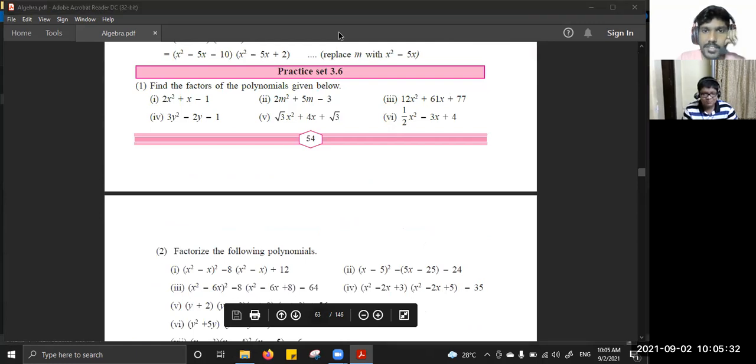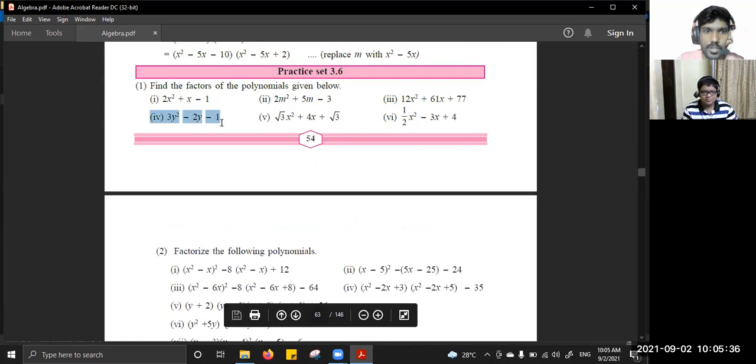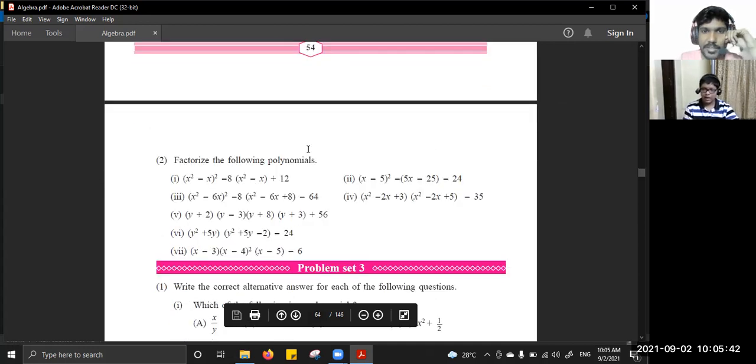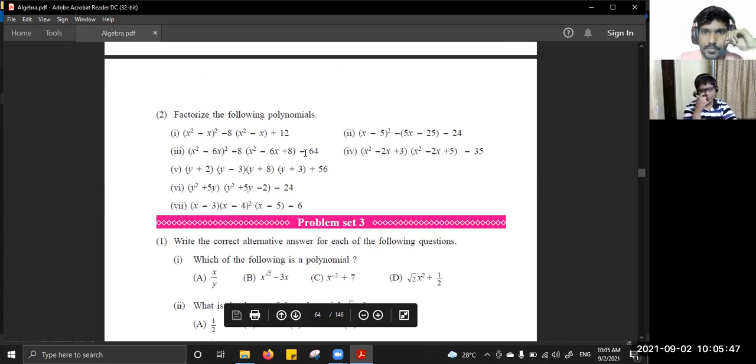Okay, 3.6. These sums, did you do? Two sums were there, fourth and sixth. These two you got? Yes, I got that. And from here? First one I did, sir. First one, I checked, I got the right answer. And the second one, sir, I could not do. The second one, I got stuck.